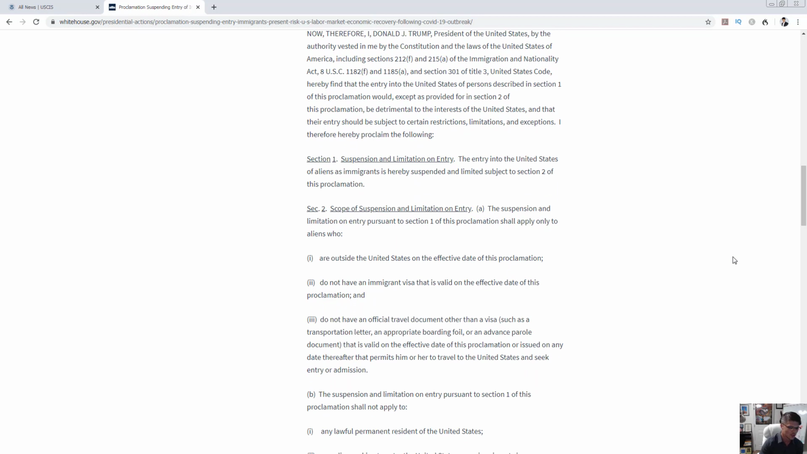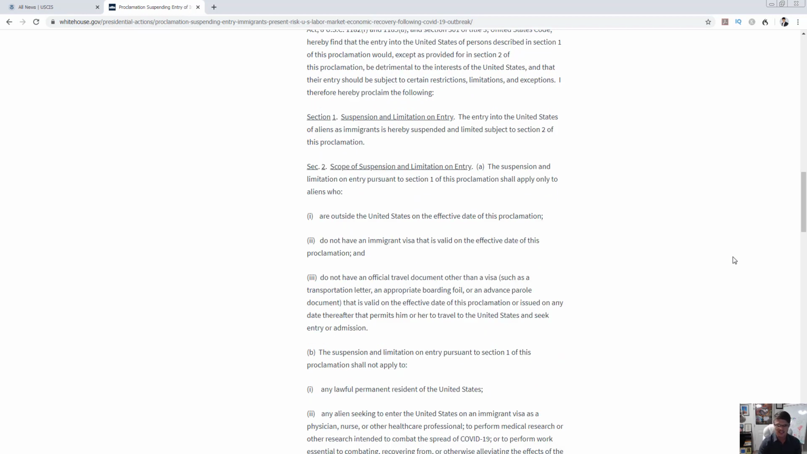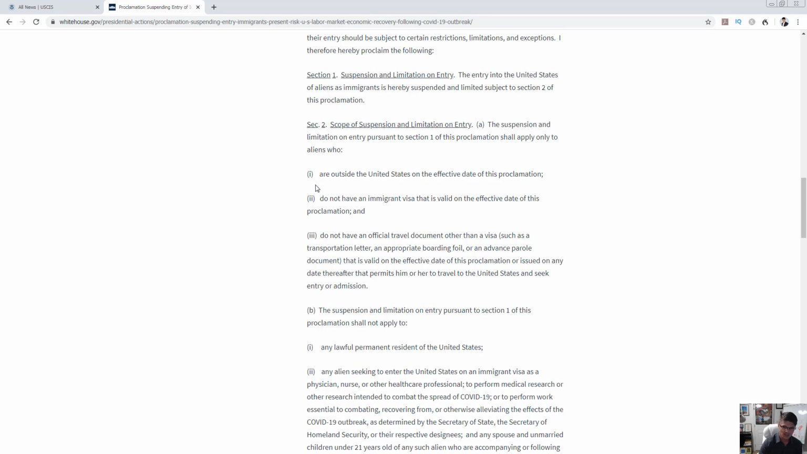Okay, so let's specifically talk about who it affects and what the exemptions are. Specifically, this proclamation affects people who are seeking entry into the United States as aliens, as immigrants, right? The suspension and limitation on entry pursuant to Section 1 of this proclamation shall apply only to aliens who are outside of the United States on the effective date of this proclamation, do not have an immigrant visa that is valid on the effective date of this proclamation, and do not have an official travel document other than a visa, such as a transportation letter, appropriate boarding foil, or advance parole document, or a refugee travel document, for example.